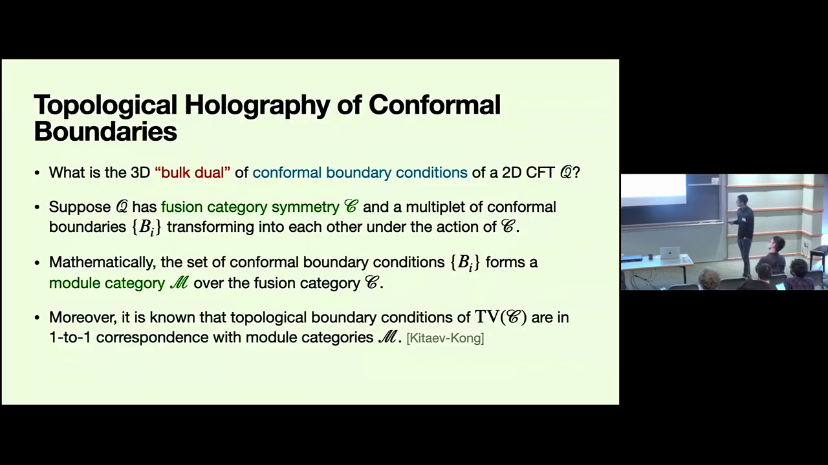Now, suppose Q has a fusion category symmetry C and a multiplet of conformal boundary conditions B_i transforming into each other under the action of C. I'll not show the details, but mathematically you can show that this collection of boundary conditions B_i forms what's known as a module category M over the fusion category C. The definition of a module category is not important, but we are going to use the following fact: every topological boundary condition of the 2+1 TQFT based on this fusion category C is in one-to-one correspondence with module categories M over C.